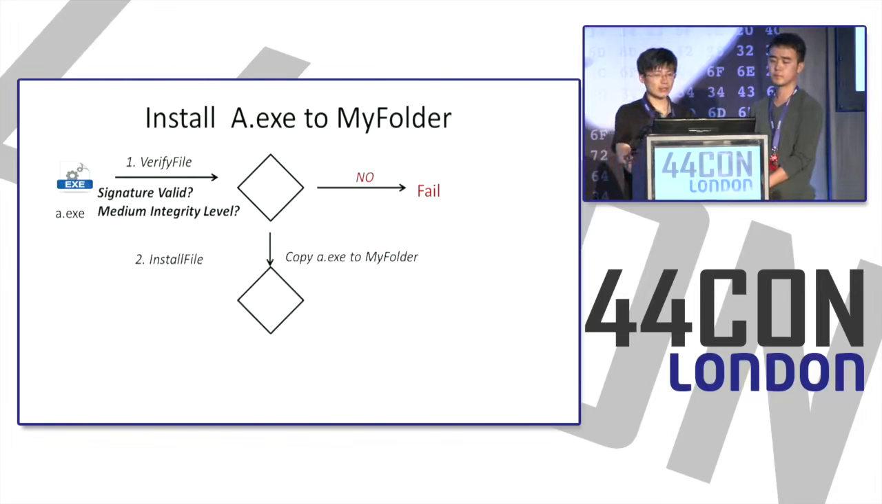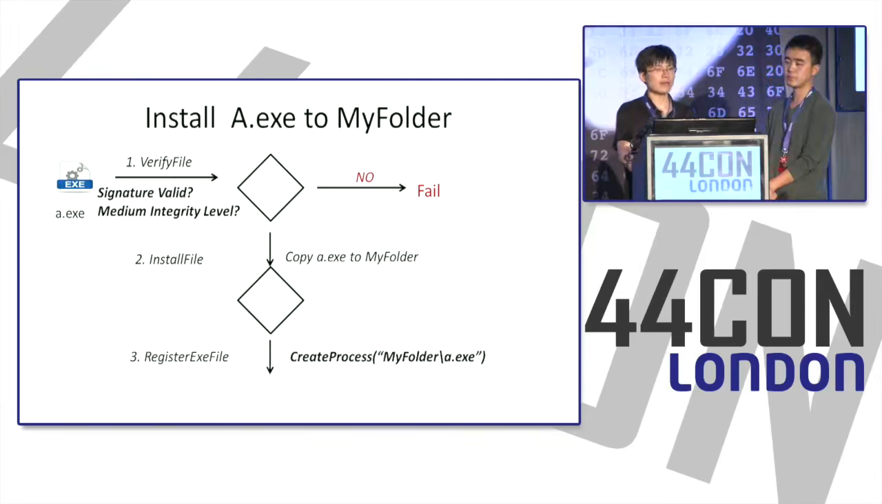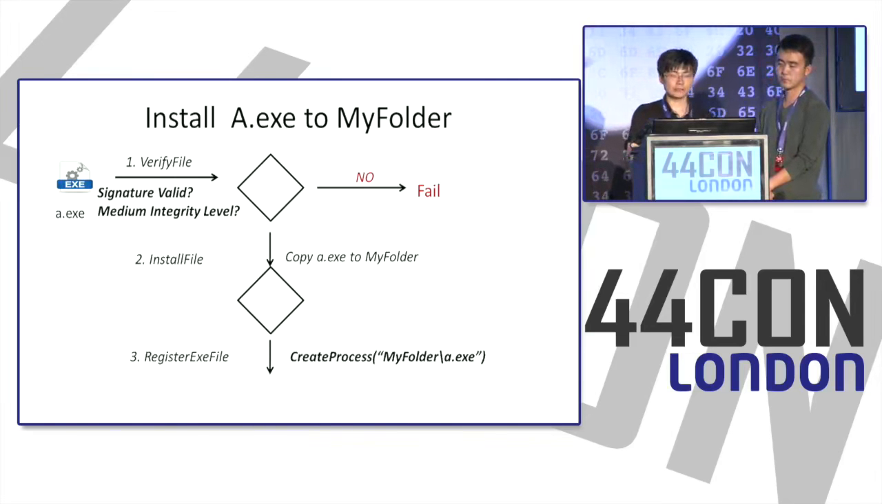And the second step is called install file. It simply copies the file to the destination folder where we want to install this component. And the third step, called register exe file, will execute the installed file by calling the CreateProcess API.